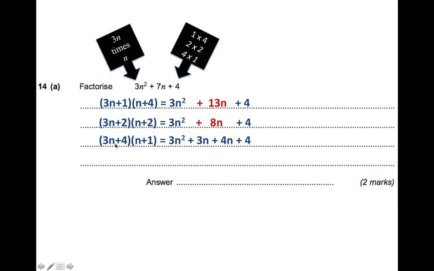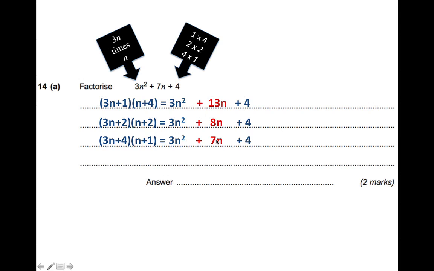I'm going to try 3n plus 4 times n plus 1. So I've got the 3n and the n in two different brackets multiplying together to make 3n squared. I've got 4 times 1 multiplying together to make the 4. And then the middle terms, I've got 3n times 1 makes 3n. 4 times n makes 4n. And they go together to make 7n. So 3n squared plus 7n plus 4 is the thing I started with.